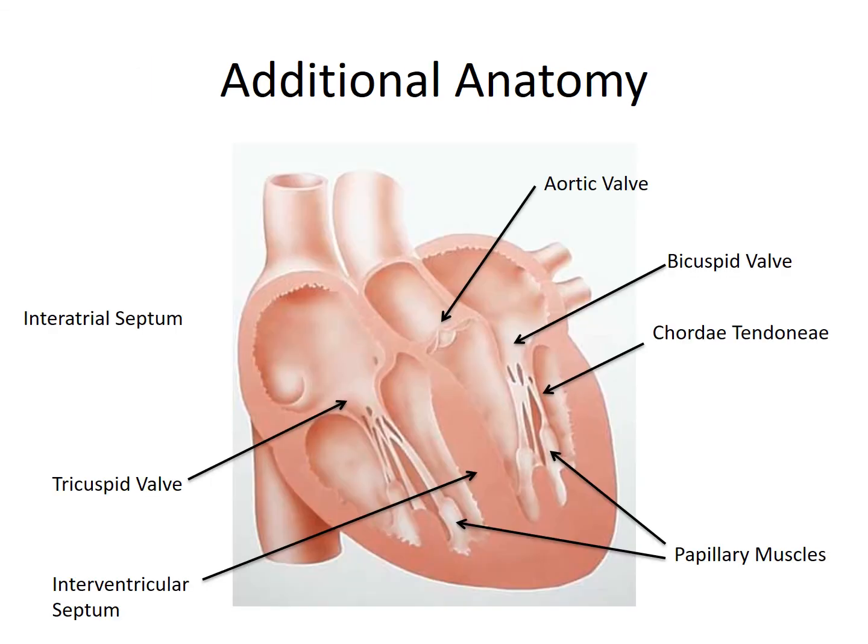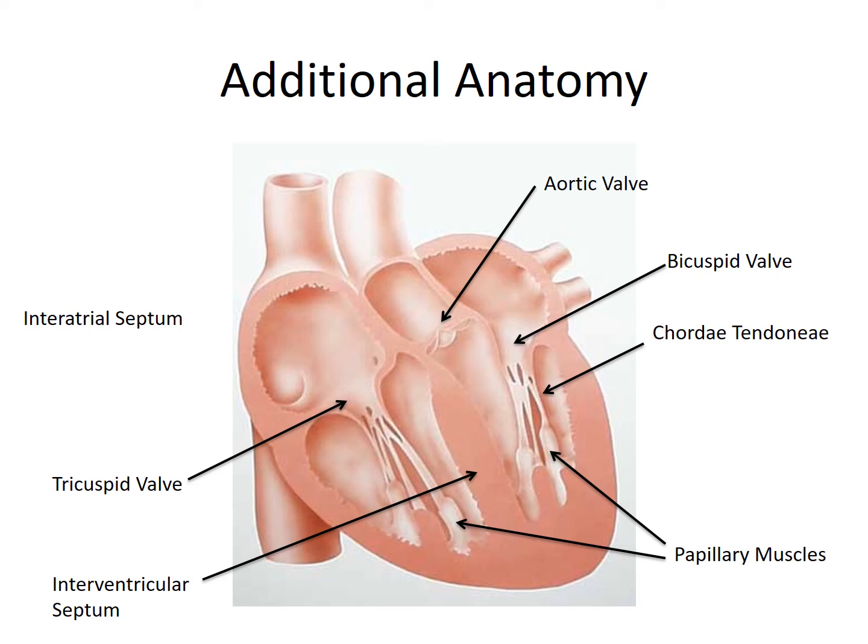Let's look at some additional basic anatomy of the heart. This is an anterior view of a heart, and so you're seeing it anatomically correct. If you look to the left side of the image, it says there that you have the tricuspid valve. This is a valve that separates the right atrium from the right ventricle. Tri is 3, and cuspid would be cusps, so it's a 3-cusp valve.